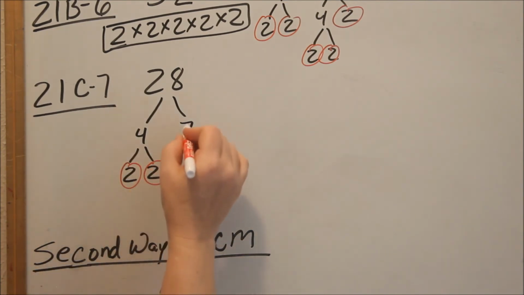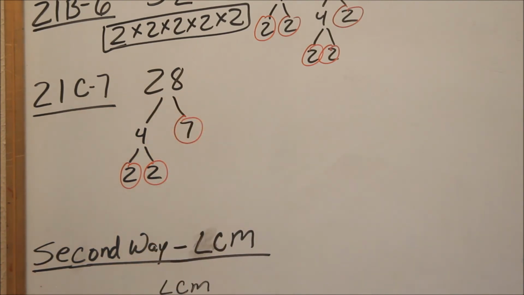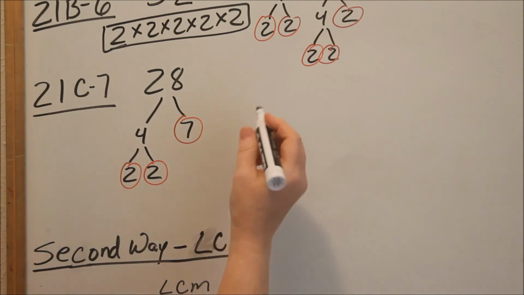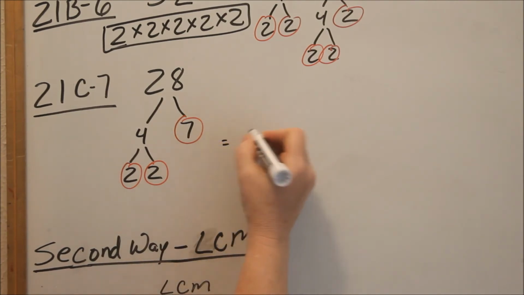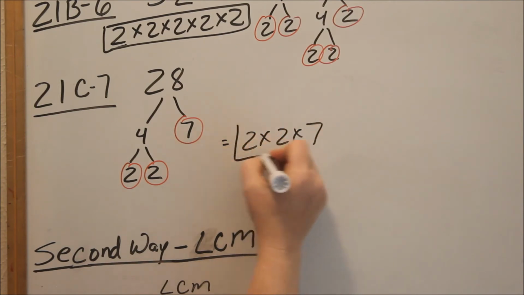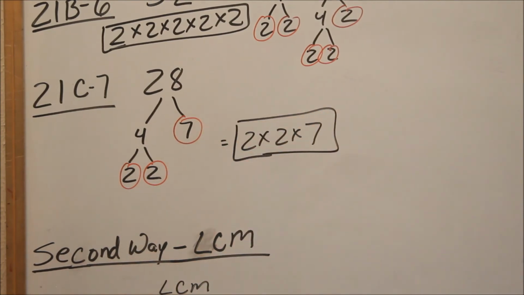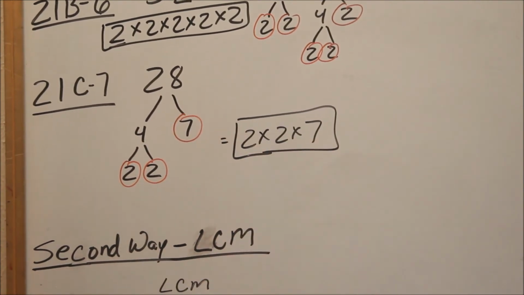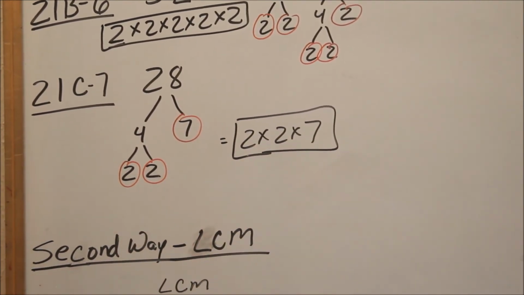And so I take all my numbers at the bottom of my factor tree, at the bottom of the branches, and those are my prime factors. So the prime factors of 28 are 2 times 2 times 7. And that's how you write the prime factors. And that is true because 2 times 2 is 4 and 4 times 7 is 28. These are the prime factors of 28.